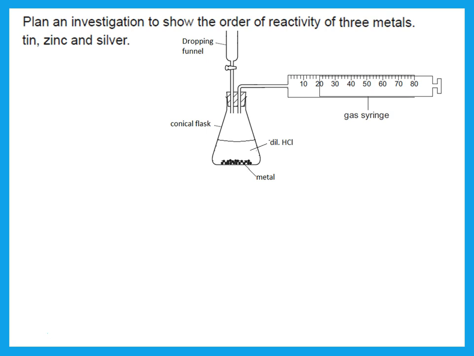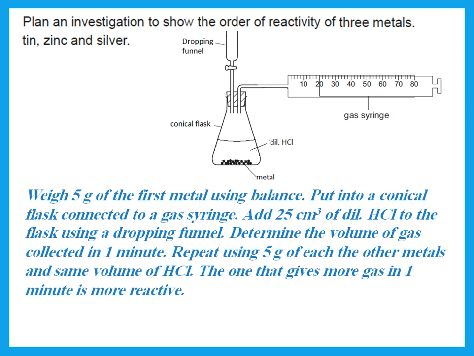So this experiment says: plan an investigation to show the order of reactivity of 3 metals. So I have 3 metals and I want to know which one is more reactive. What should I do? I should react the same masses of each of them with the same volumes of dilute hydrochloric acid. What am I measuring? The volume of gas collected in, let's say, 1 minute. The one that gives more gas is the more reactive. So how do we explain that?